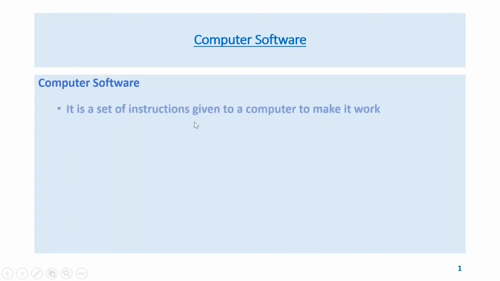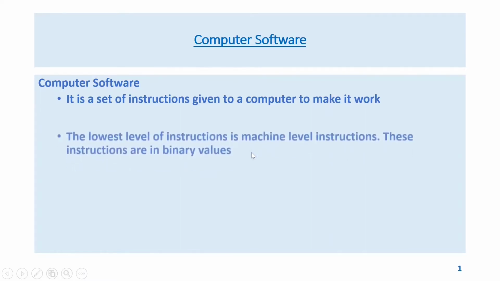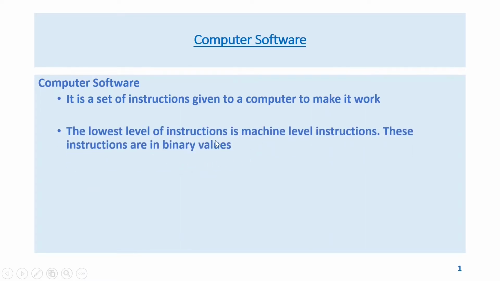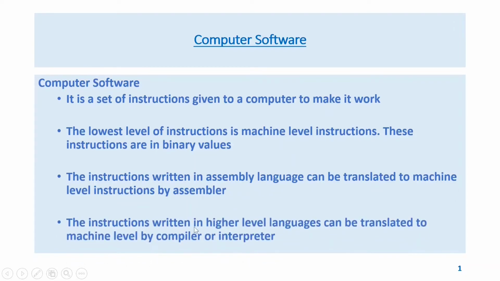Computer software. Computer software is a set of instructions given to a computer to make it work. The lowest level of instructions is machine level instructions. These instructions are in binary values. The instructions written in assembly language can be translated to machine level instructions by assembler. The instructions written in higher level languages can be translated to machine level by compiler or interpreter.